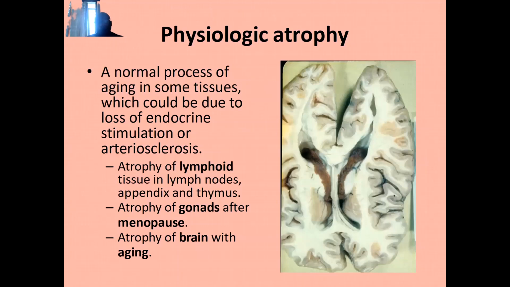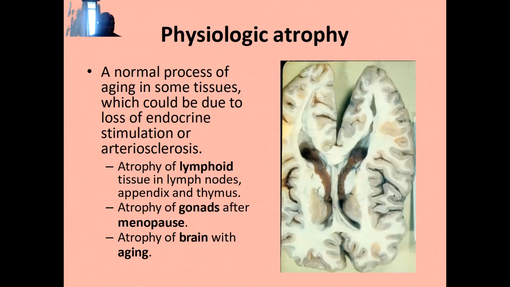Physiological types of atrophy occur in a number of processes of aging in tissues, which could be due to loss of endocrine stimulation or atherosclerosis. This causes atrophy of the lymphoid tissues in the lymph nodes, appendix, and thymus, atrophy of the gonads after menopause, and atrophy of the brain during the aging process. Atherosclerosis in the brain can cause what is called vascular dementia, which is a little bit difficult to differentiate from Alzheimer's.